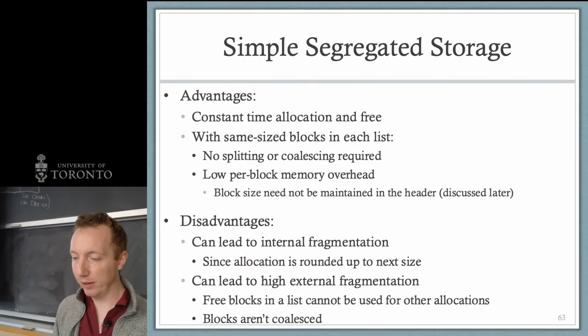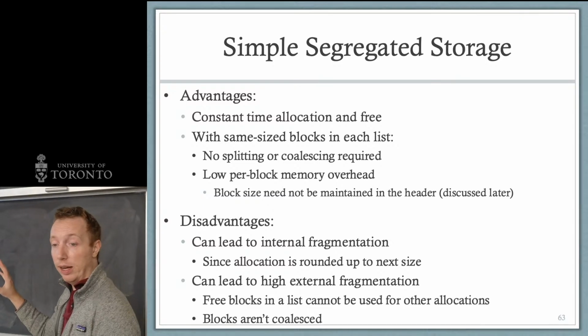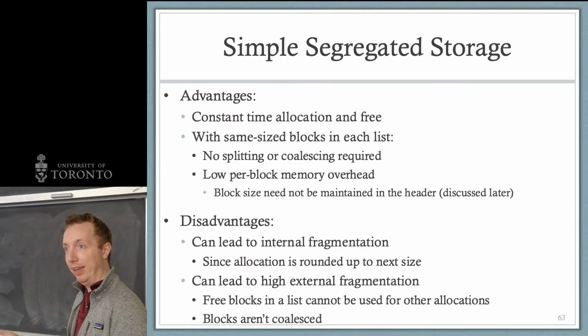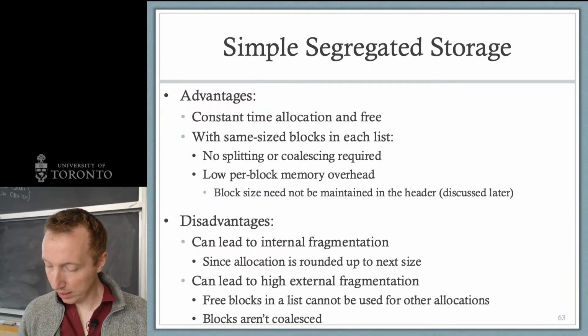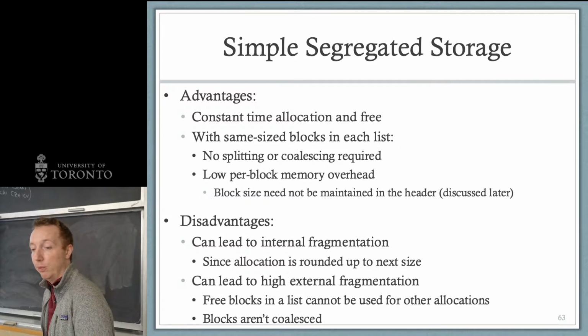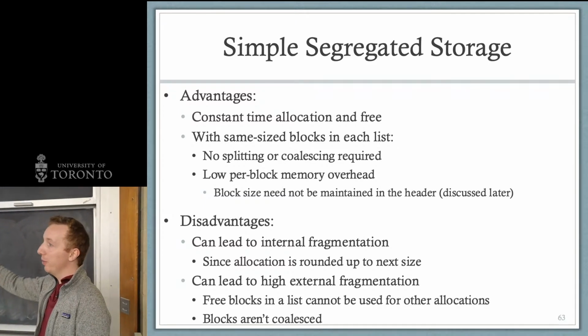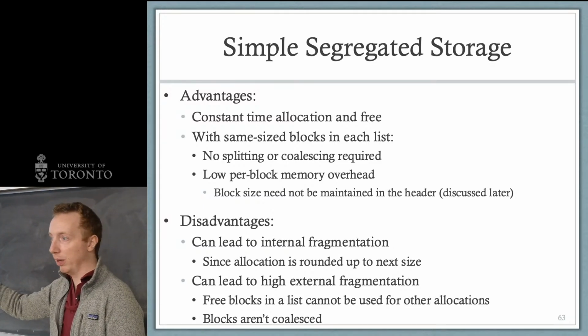But some disadvantages: they can lead to a lot of internal fragmentation, since you generally round up to the next size so you don't have a billion lists, because that would also count against your space utilization. And it can also lead to very high external fragmentation, because we're not doing anything clever here, right? We're not shifting any sizes or whatever.